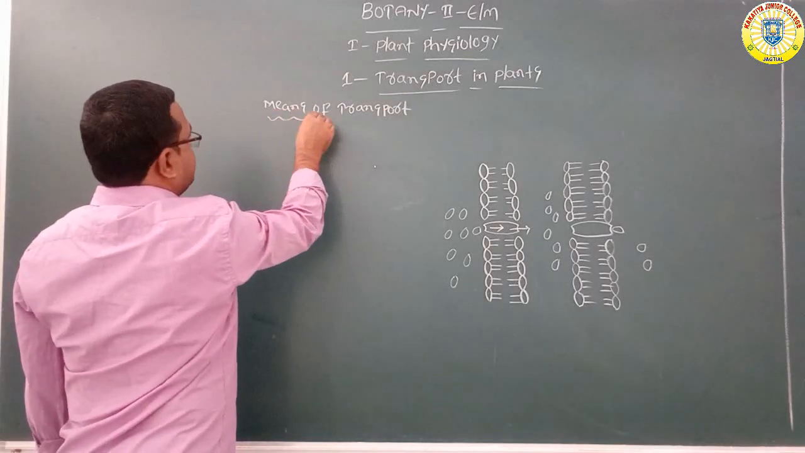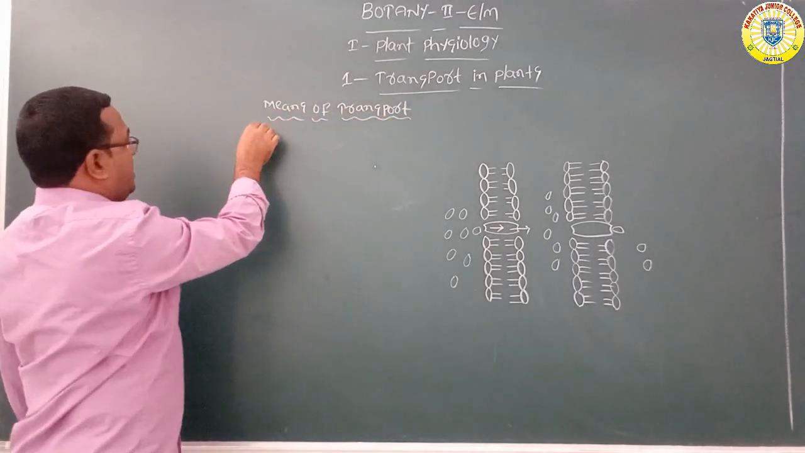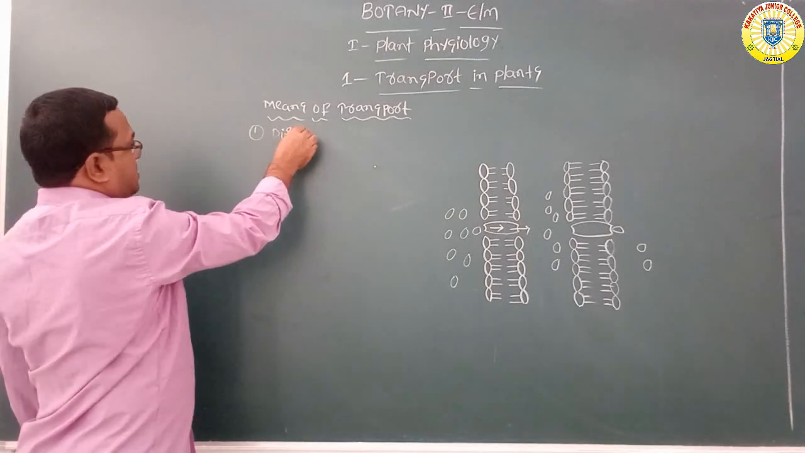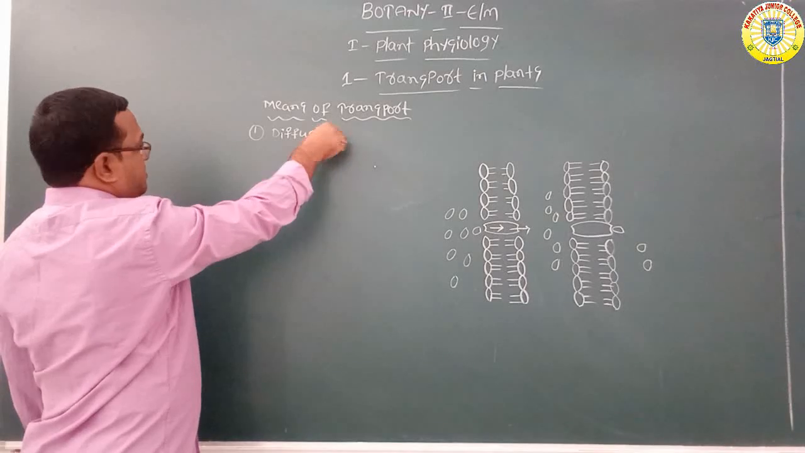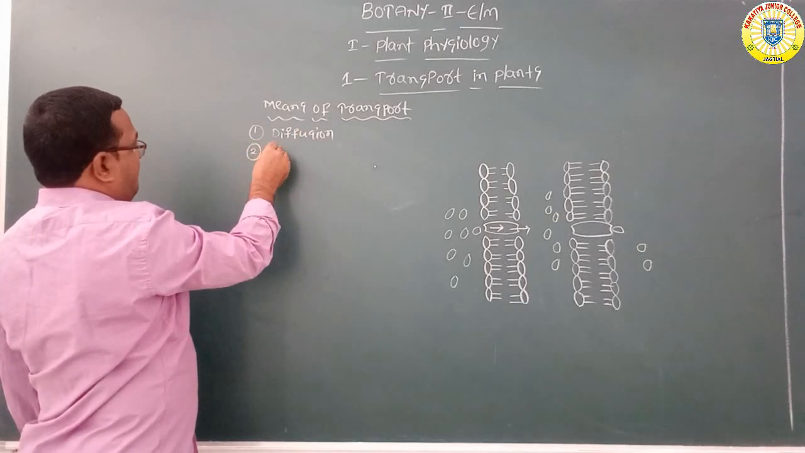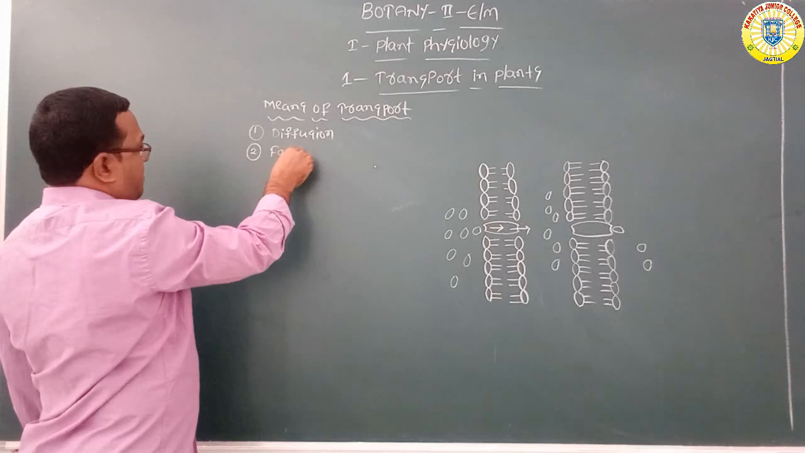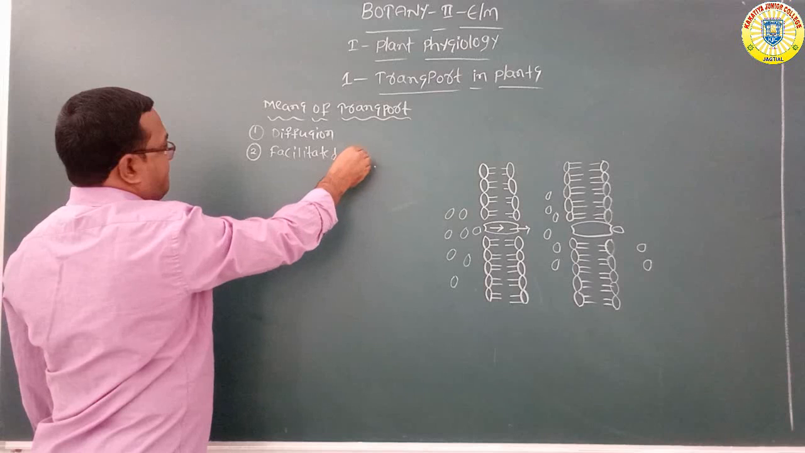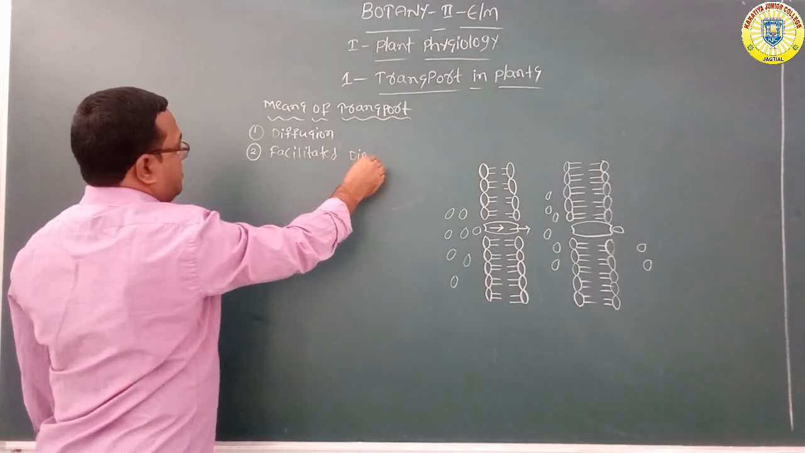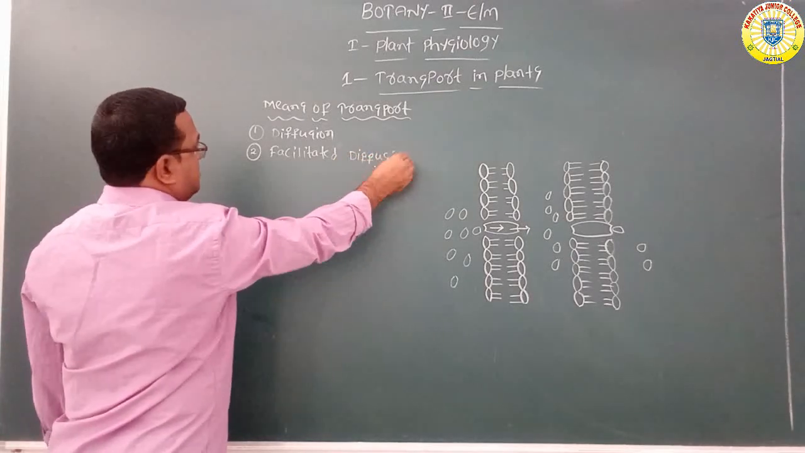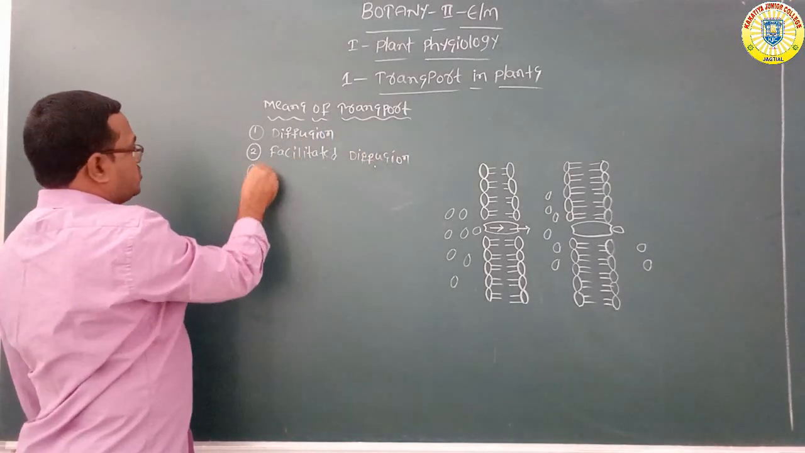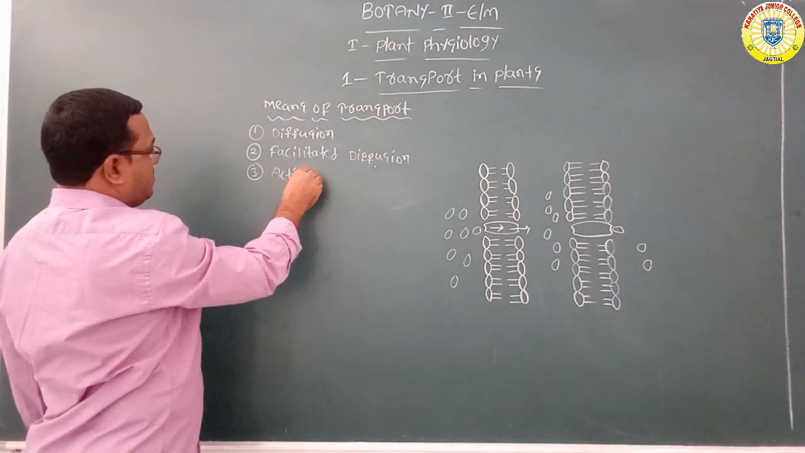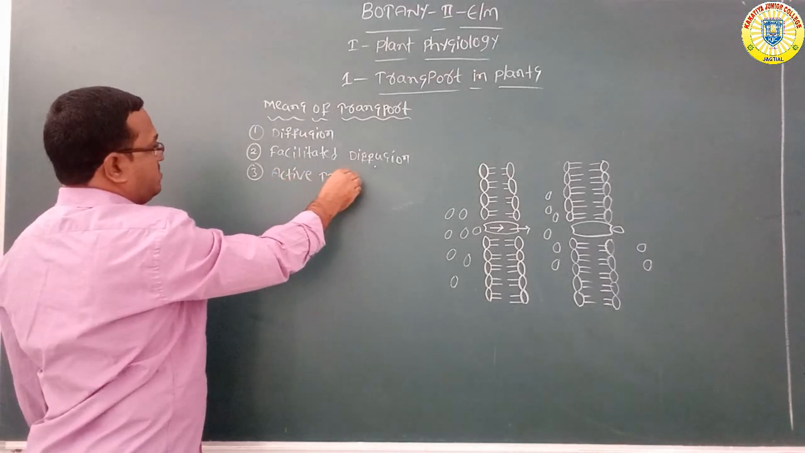The means of transport is mainly of three types. The first one is diffusion. The second one is facilitated diffusion. The third one is active transport.